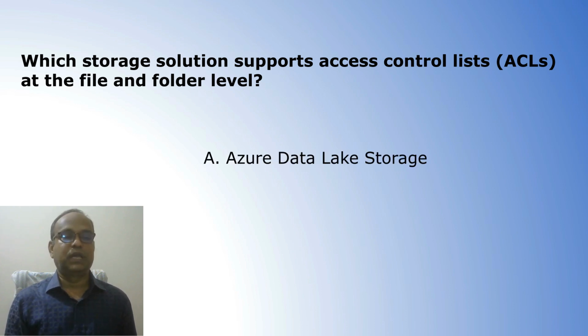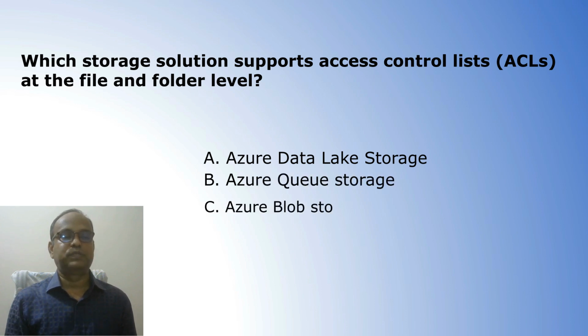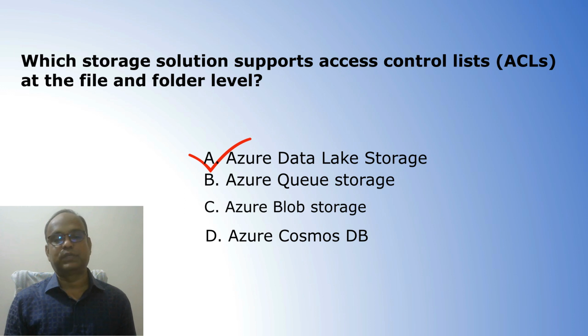Option A, Azure Data Lake Storage. Option B, Azure Queue Storage. Option C, Azure Blob Storage. Option D, Azure Cosmos DB. Answer. The correct option is Azure Data Lake Storage, because Azure Data Lake Storage is the storage solution in Azure that supports access control list, ACL, at the file and folder level. It provides organizations with enhanced security and control over their data.